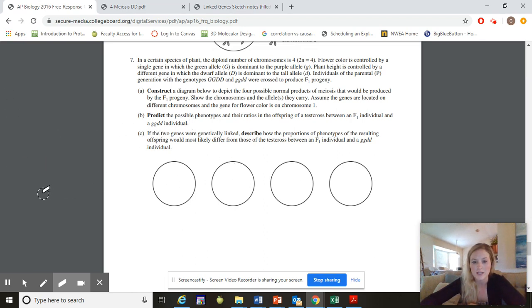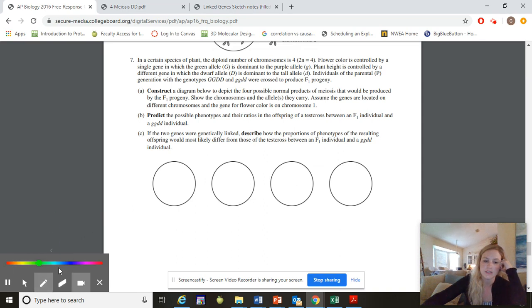Predict the possible phenotypes and their ratios in the offspring of a test cross between an F1 individual and one that is homozygous recessive. So the F1 individual, again, if you remember, is going to be the individual represented in the cell, which we said was heterozygous for both traits. And they want us to do a test cross. And a test cross is automatically going to cross with something that is homozygous recessive for both traits.